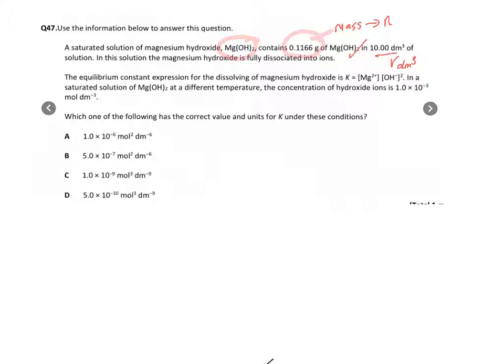And we've been told the magnesium hydroxide is fully dissociated into its ions. We've also been given an equilibrium constant expression for magnesium hydroxide, which gives us an idea of the equation we should be writing. So the first step is to look at the balanced equation for the dissociation of magnesium hydroxide into its ions.